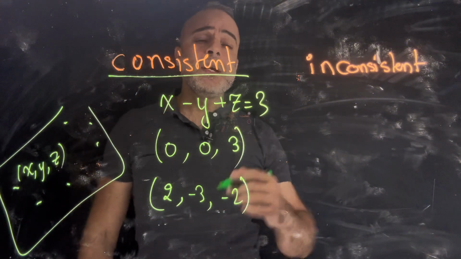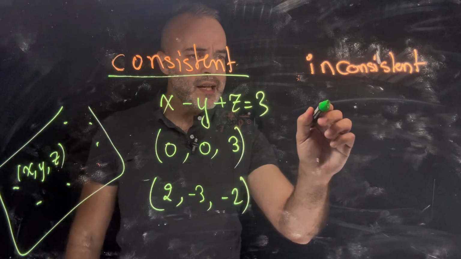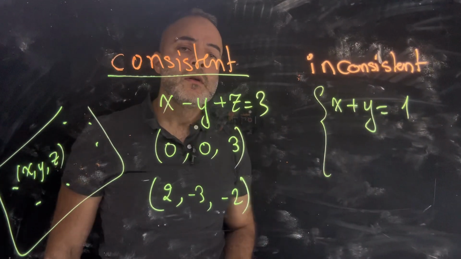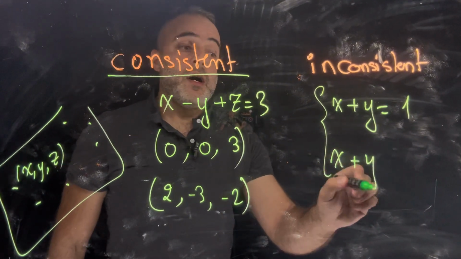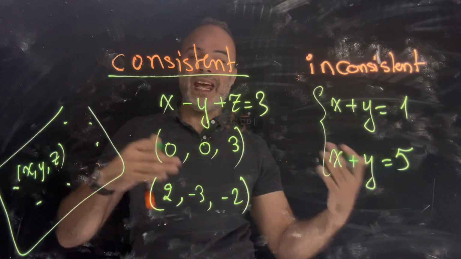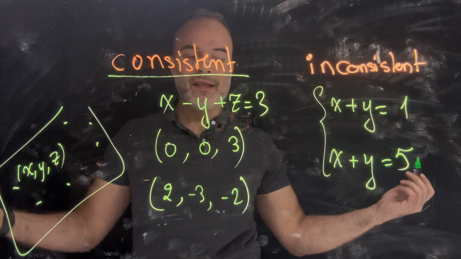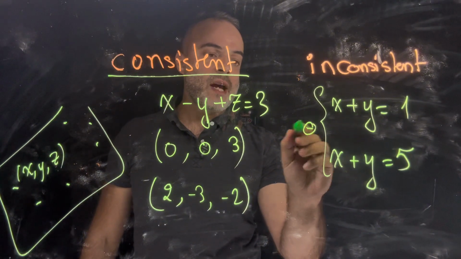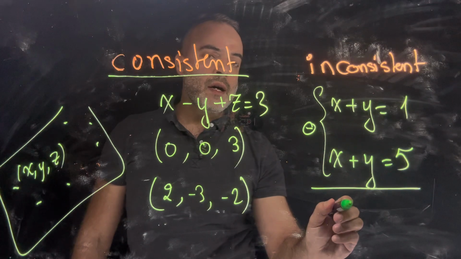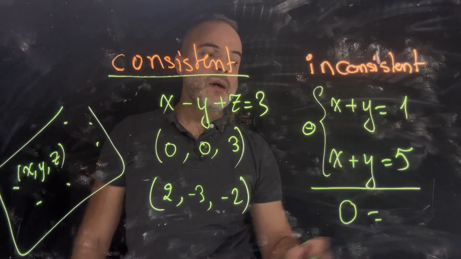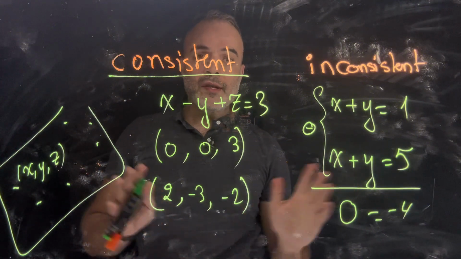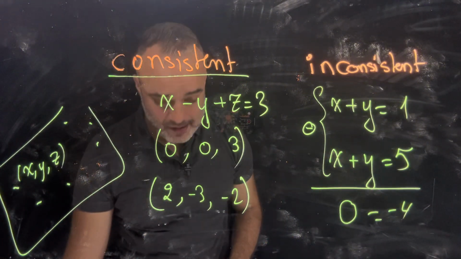Let me give you an example of an inconsistent system. Let's go with x plus y is equal to 1, and x plus y is equal to 5. Now, wait a minute. How come x plus y is equal to 1 and 5 at the same time? It doesn't make sense. Again, if you subtract these two equations, you'll get x minus x, that is 0, y minus y, that is 0, equals 1 minus 5, that's negative 4. That's impossible. This is an inconsistent system. So this is what is meant by consistent and inconsistent systems.